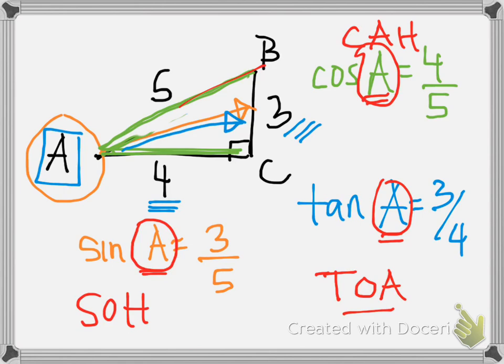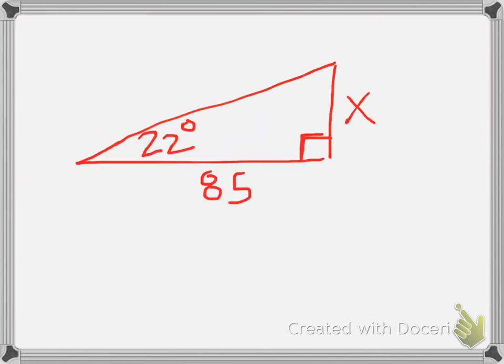Okay, here's how you would use this information to help you. So I look at this picture and I go, oh wow. So they give me this angle, 22. And I say, okay, well, what relationship do x and 48 have to 22? And the relationship that they have is tangent, because tangent is opposite over adjacent.